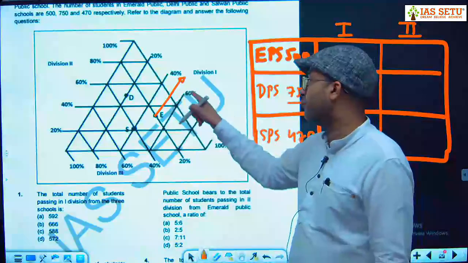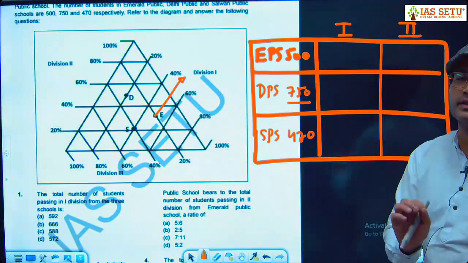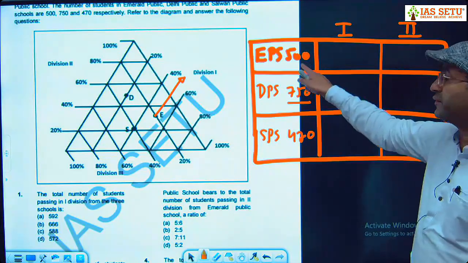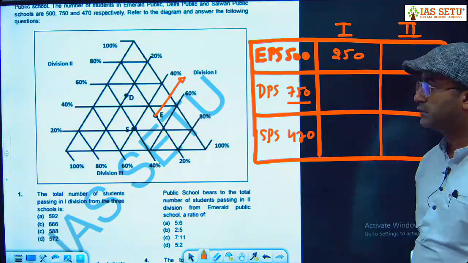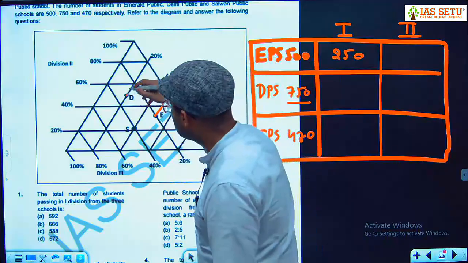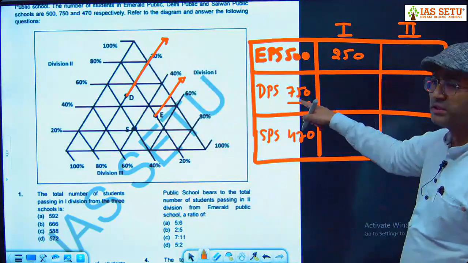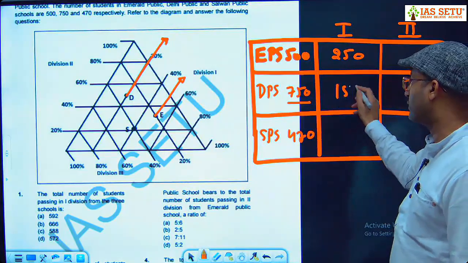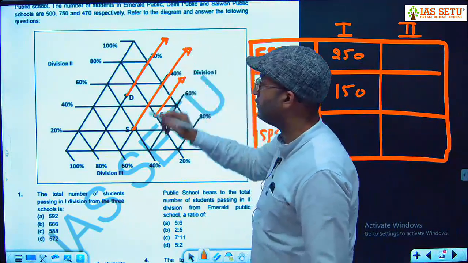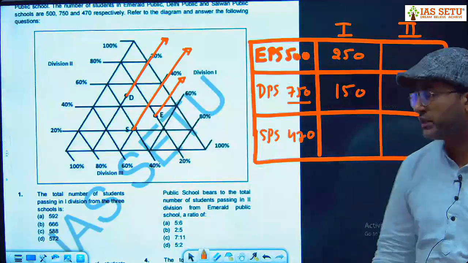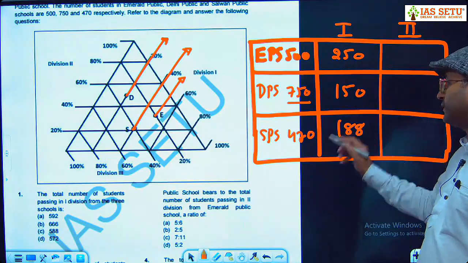It is between 40 and 60, 50%. So in EPS 50% students got first division. Tell me what is 50% of 500? 250. DPS 20%. What is 20% of 750? 150. Salwan Public School, this is the correct line, 40%. Tell me what is 40% of 470? 188.